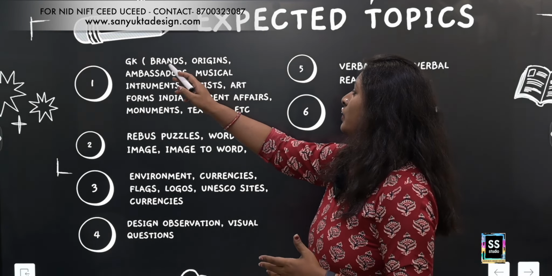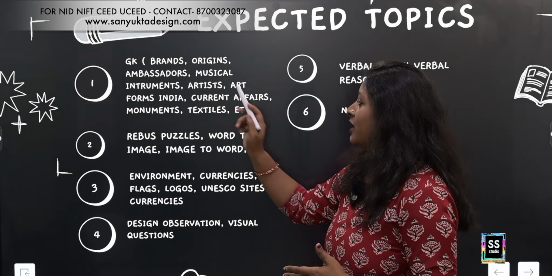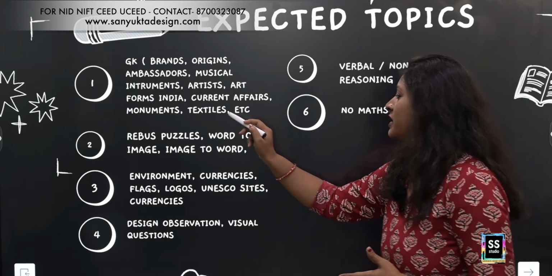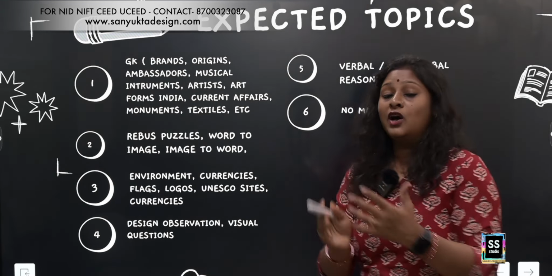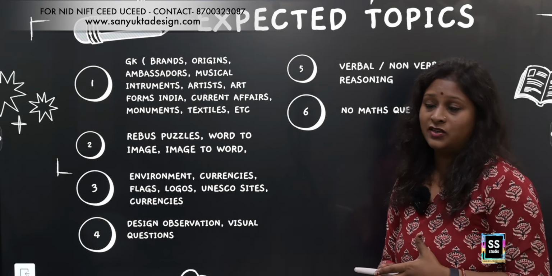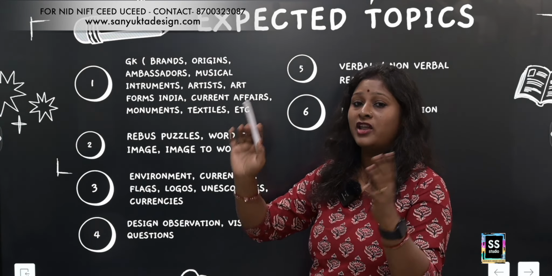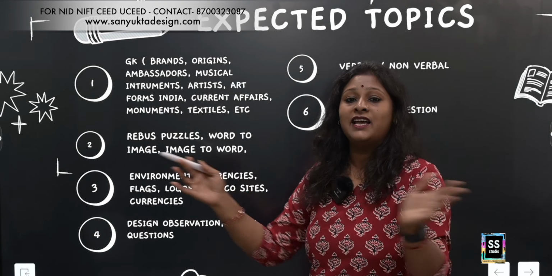In GK, you get brands, origins, ambassadors, musical instruments, artists, art forms of India, current affairs, monuments, textiles, etc. Now there was a question related to Bismillah Khan this year. That question was related to musical instruments and artists. So you need to be aware of each and every segment.